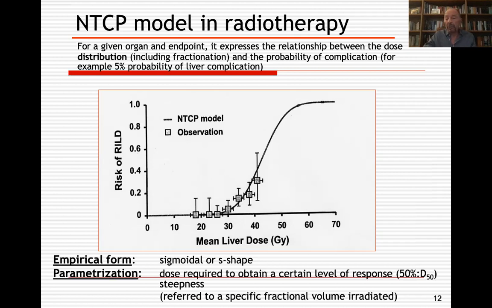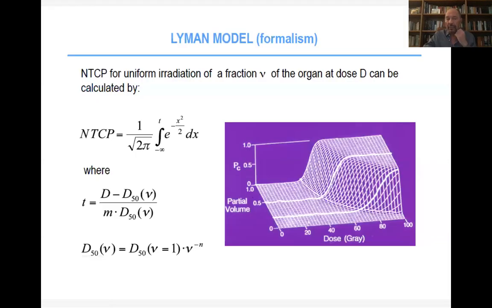I will not go into details again, I tell you here, but I just want to tell you that generally the model which is used in radiotherapy comes from the so-called Lyman model. In the Lyman model, we only do here the case of uniform irradiation of a fraction V of the organ at a dose D. It's an easy case, you know, where only a fraction of the organ is irradiated, the fraction is V, and the dose is D. Of course, in reality, it's much more complicated, but this is a good start to give you an idea.